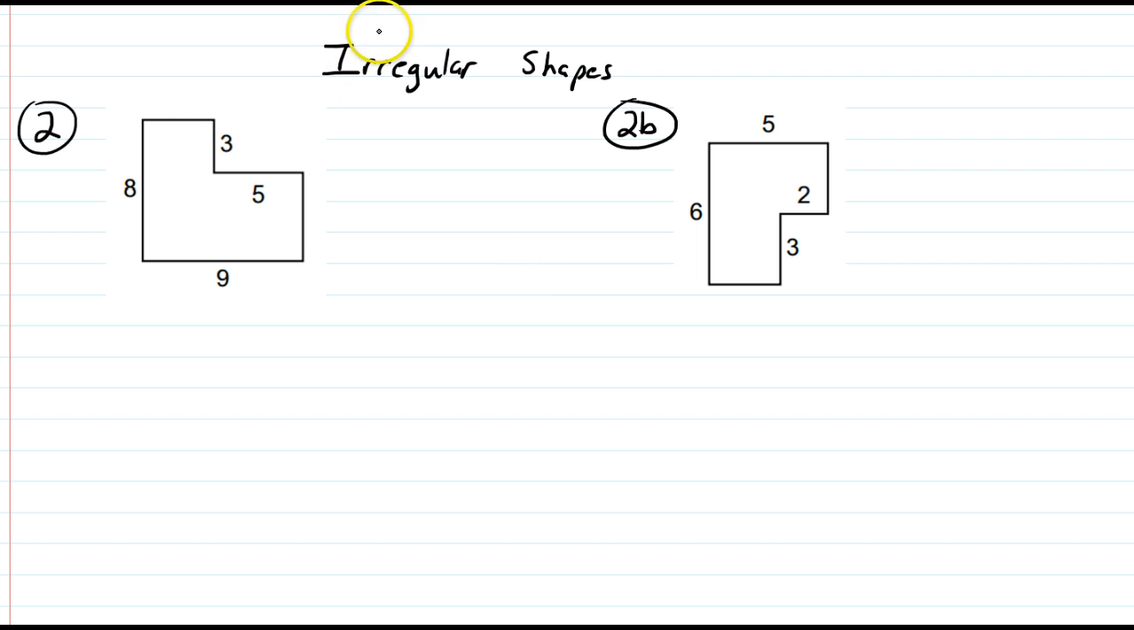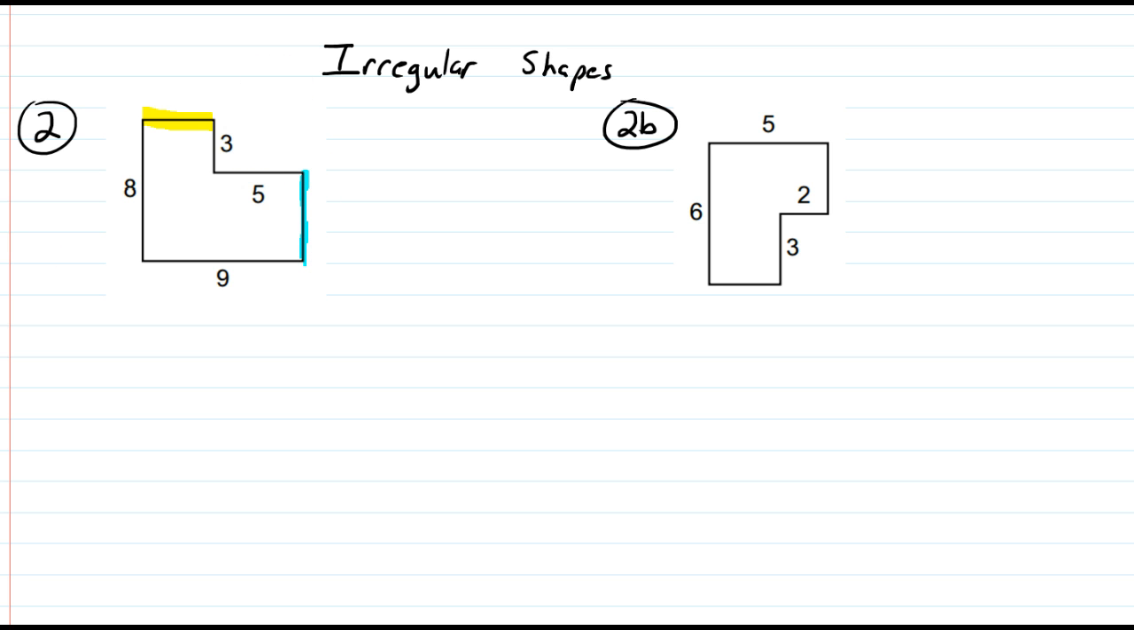Alright, now let's look at the irregular shapes. There's two different ways you can actually find these. You can use the addition method or the subtraction method. I actually prefer the addition method, so that's what we're going to start with. So the first thing you want to do is find the missing pieces. Like they tell you that this side is 8, but they don't give you a measurement here, and they don't give you a measurement here.